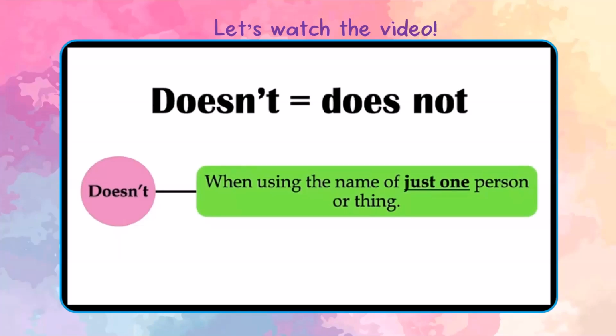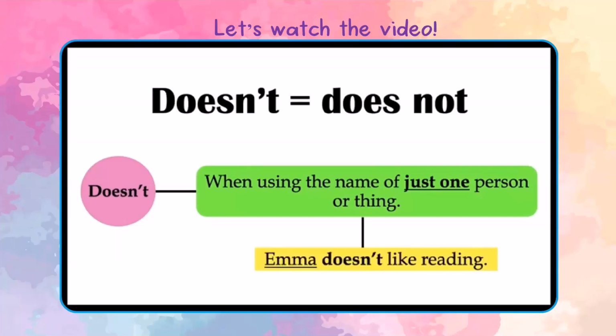For example, Emma doesn't like reading. We know in this example that Emma is just one person, therefore we would use doesn't. We cannot replace Emma with a plural. It would not make any sense. For example, we could not say, they doesn't like reading, because they is plural.